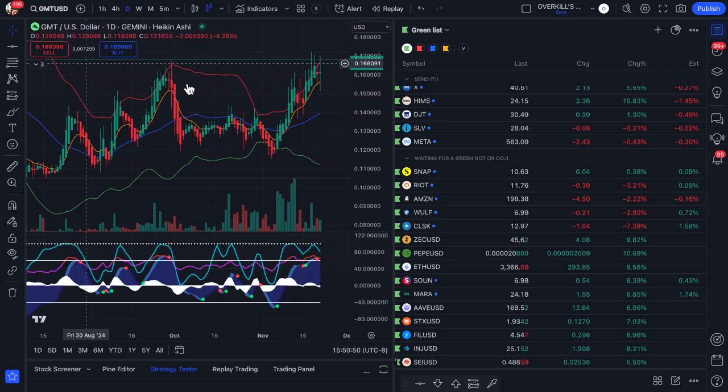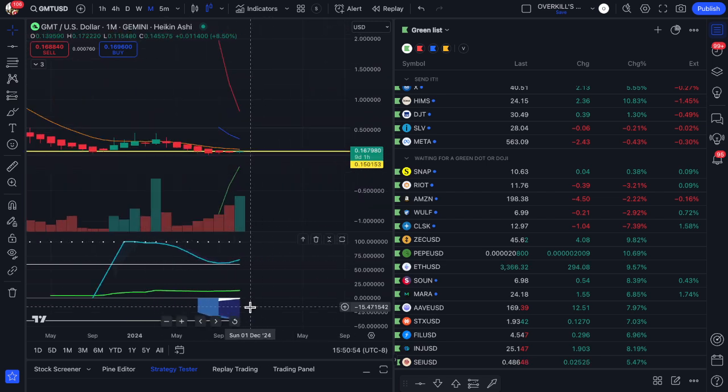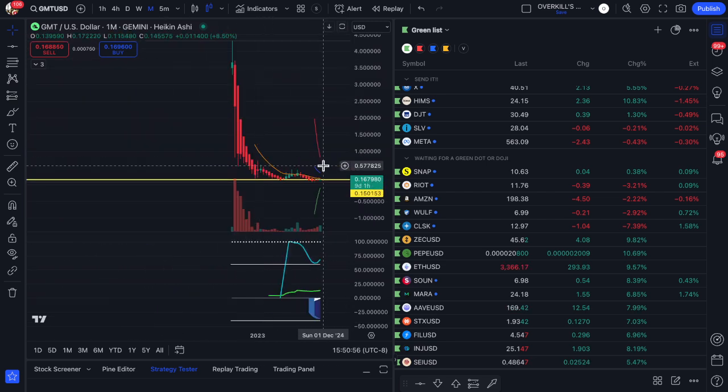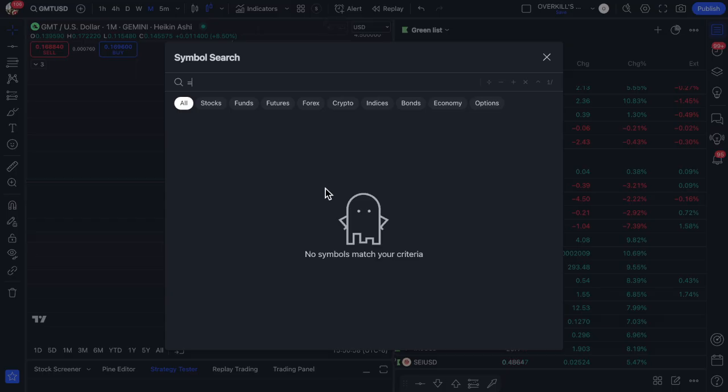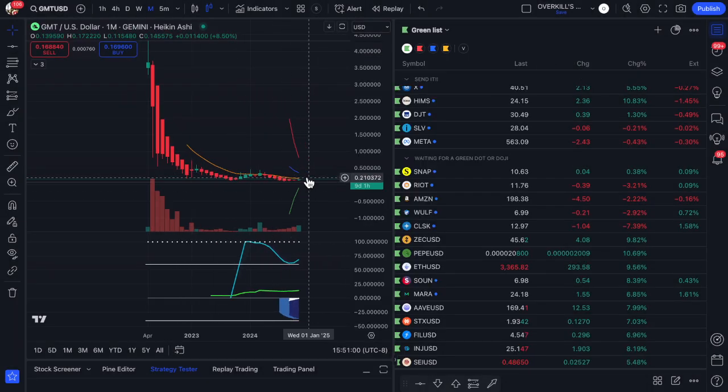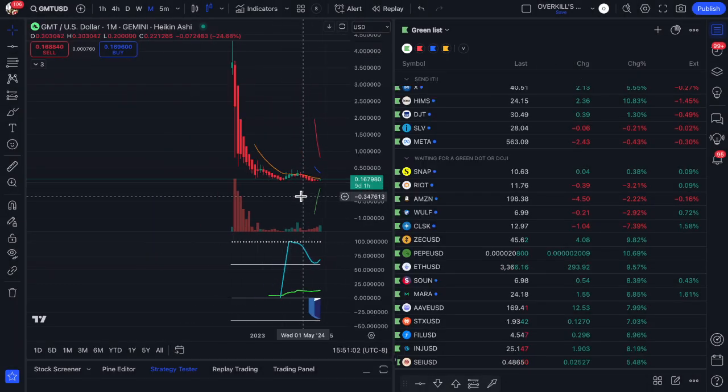GMT, again, the daily's looking a little overdone. Stop loss is going to be at 15 cents. That one doesn't have a green dot yet, but it does have that green candle. You guys can probably not even see that thing, but it is green. Boom, right there on my chart.